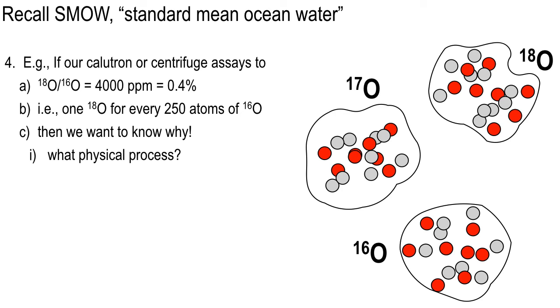For instance, what was the physical process that led to this particular abundance of oxygen 18? And you do the assay for the other isotopes of oxygen. You do the isotope deuterium. You try to analyze as many things as you can. We're just doing oxygen 18 here. When did it happen? When did the physical process happen that put the abundance at 4,000 parts per million? That's the kind of thing that we want to know, right? And so if you have 4,000 parts per million, you want to ask yourself why. Why is it 4,000 compared to SMOW, standard mean ocean water?